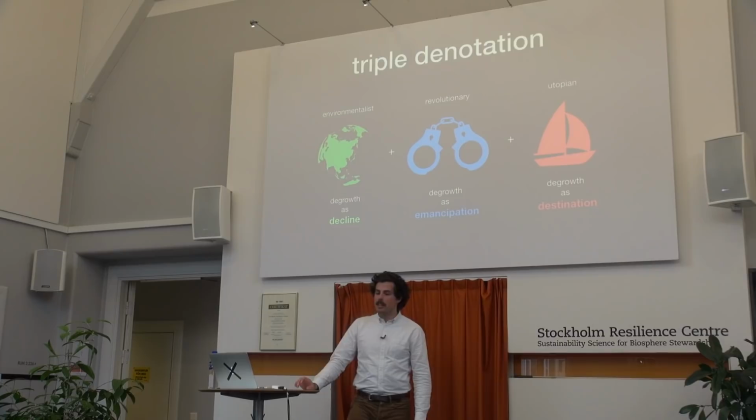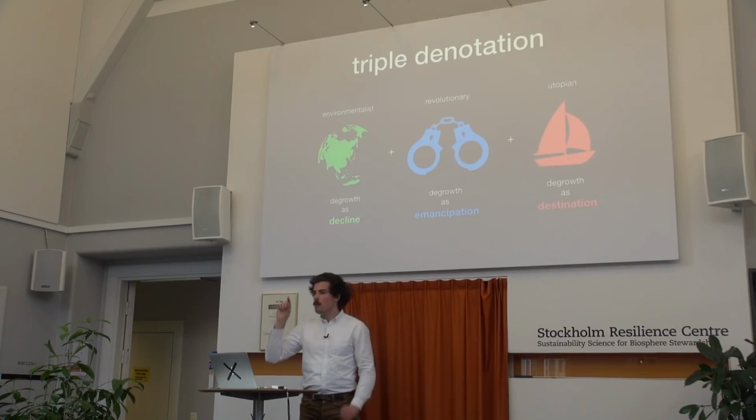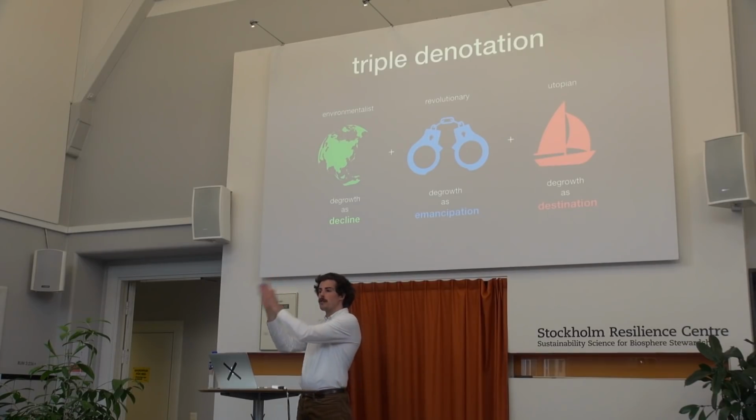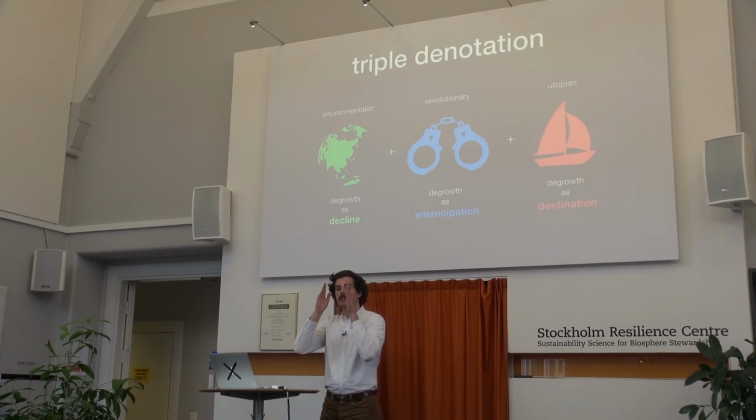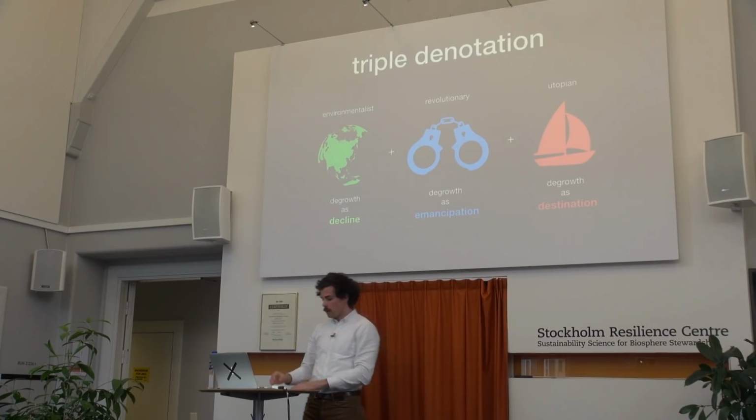Back then, they were making a play on words between décroître in French, which is to decrease, and décroire, which is to unbelieve. So for them, second denotation, we need to unbelieve in the religion of growth so that we can actually reduce the amount of resources we consume.